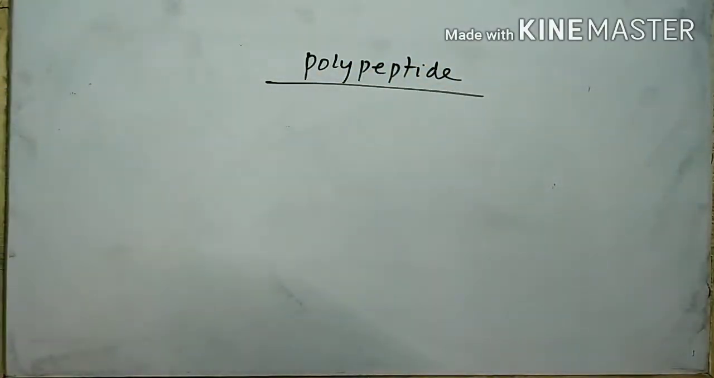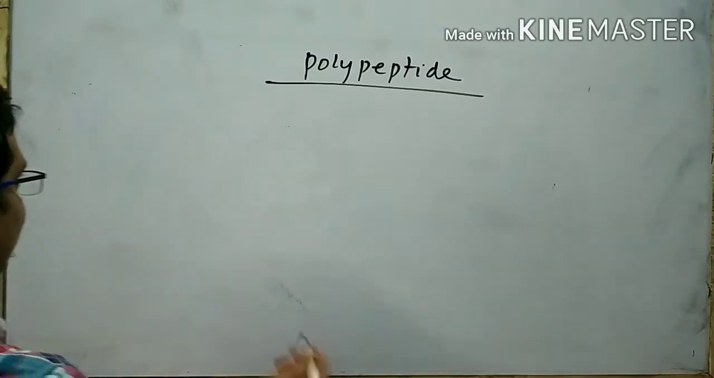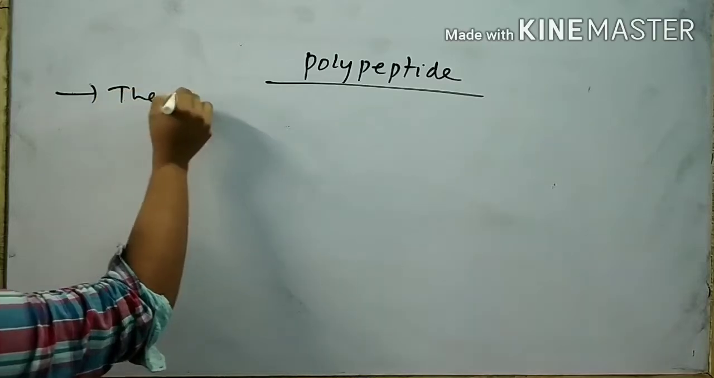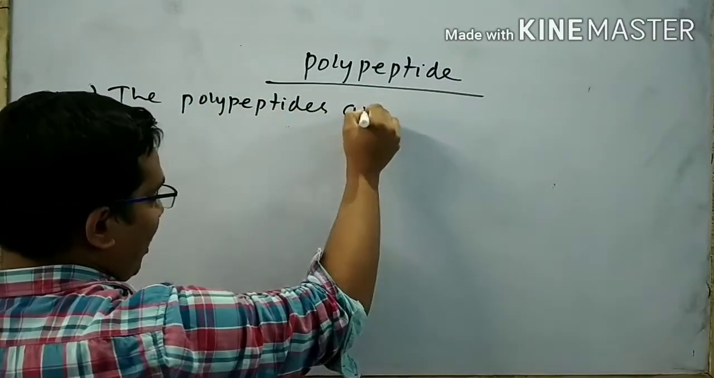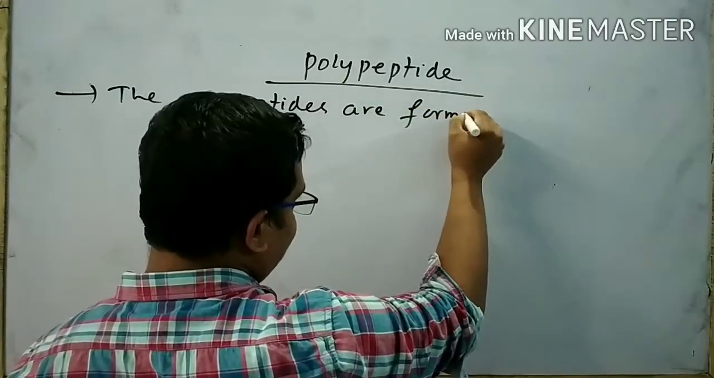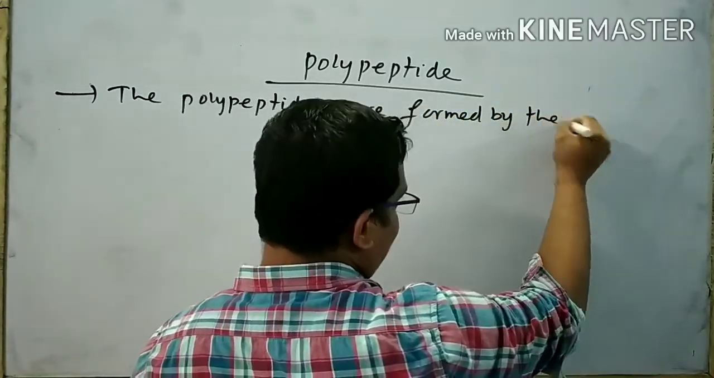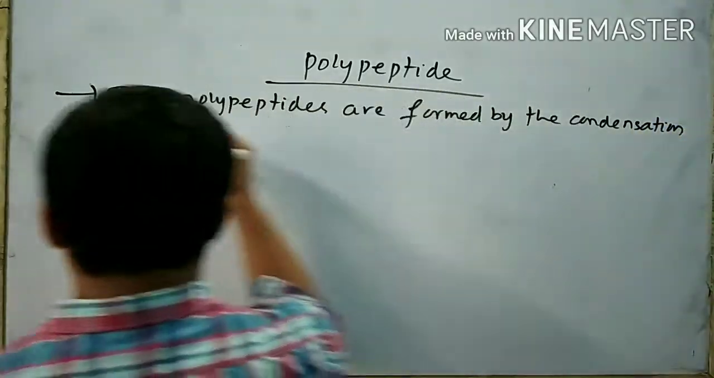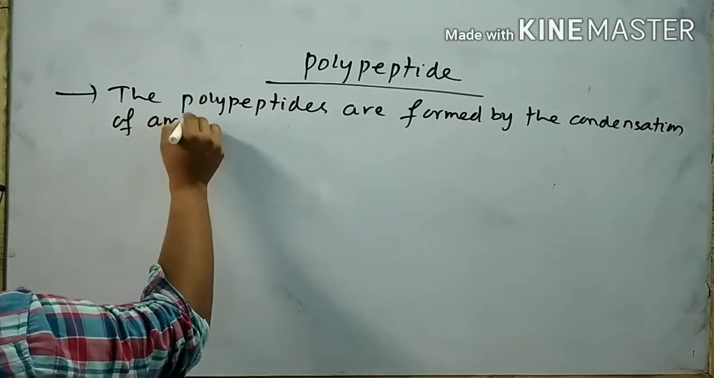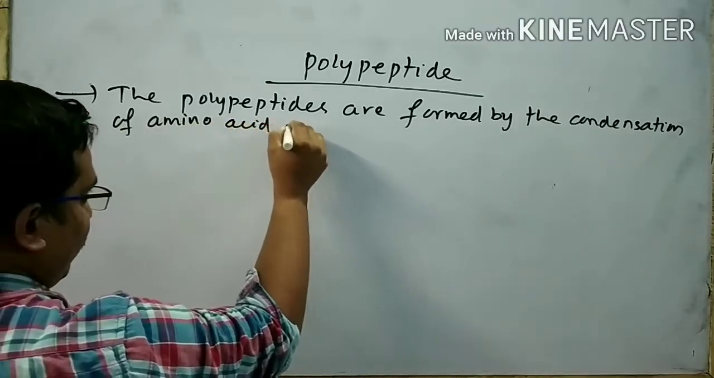The polypeptides are formed by the condensation of amino acid molecules. So we can write the polypeptides are formed by the condensation of amino acid molecule.